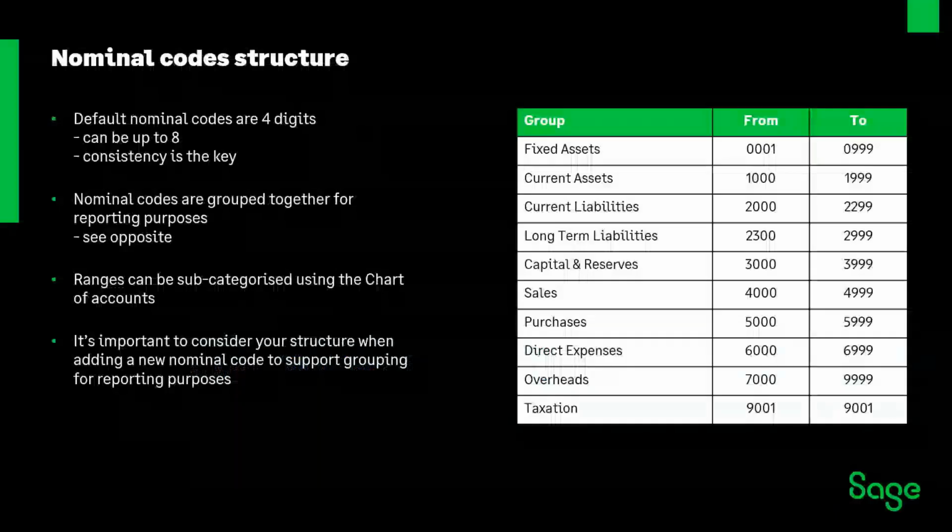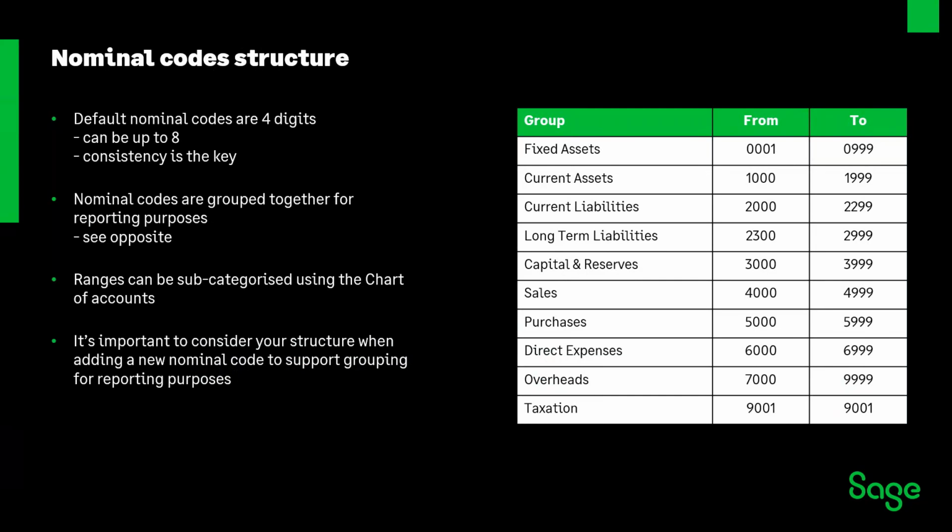Now, I want to pick up on, I suppose, the breakdown, the numbering sequence. So sometimes some people don't realize this one. Now, default nominal codes are made up of generally 4 digits. Can be up to 8, but all of the default nominal codes are 4 digits. If you're setting up new ones, the best advice I can give you is consistency is the key. And I'll try and explain why once we switch back to my screen in a moment. So consistency is the key. Try and stick with the same number of digits.